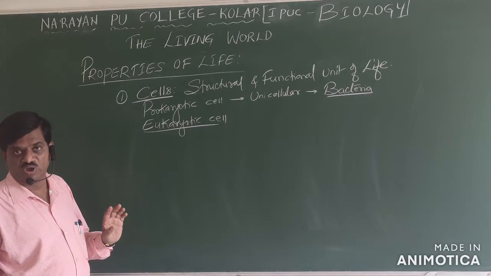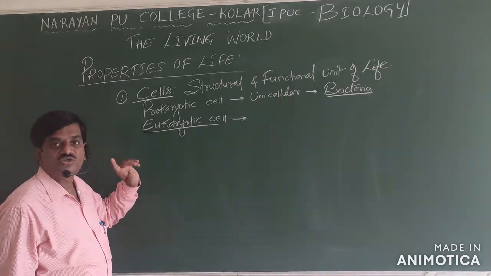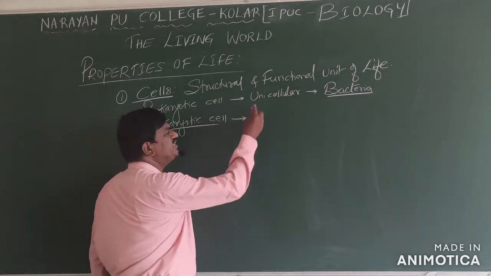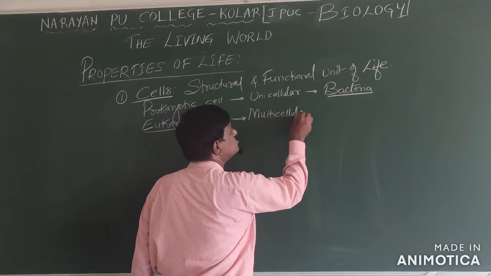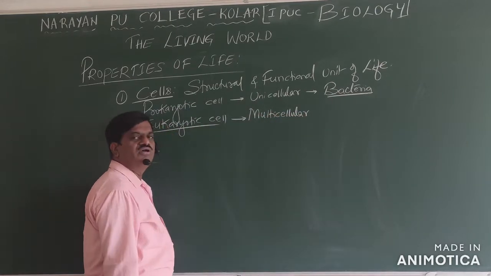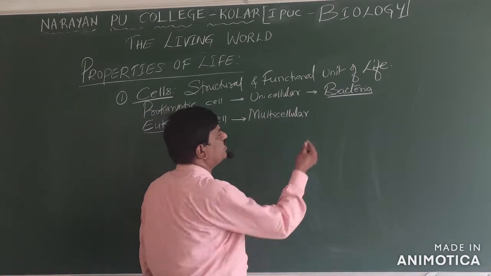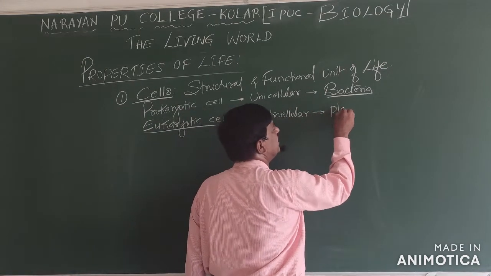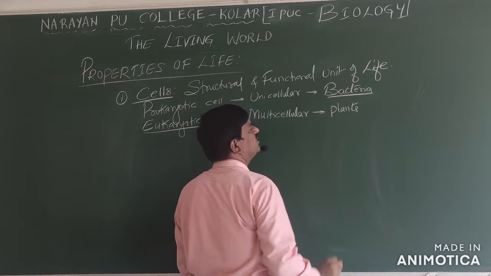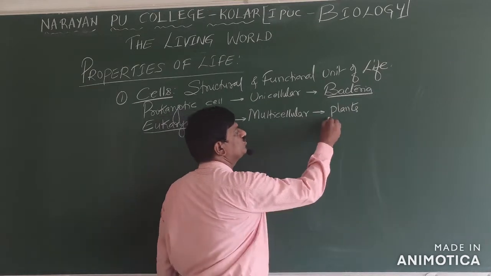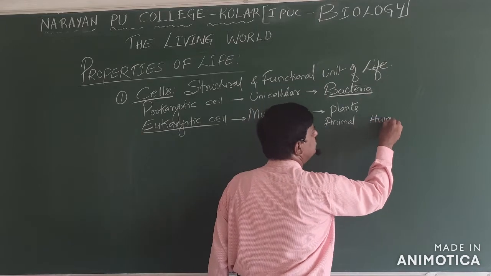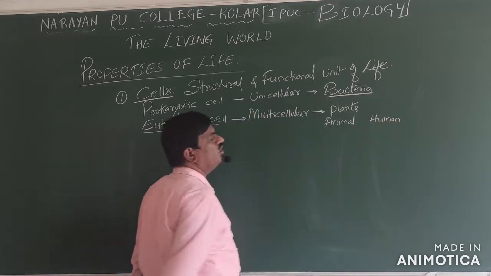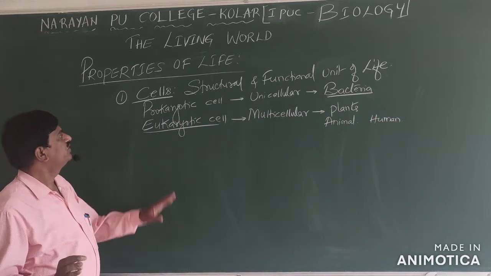One is called the eukaryotic cell. It is present in all the multicellular organisms. In multicellular organisms, eukaryotic cells are present. This can be noticed in higher plants, animals and humans also. In animals and humans, there is a presence of a well-developed cell called the eukaryotic cell.